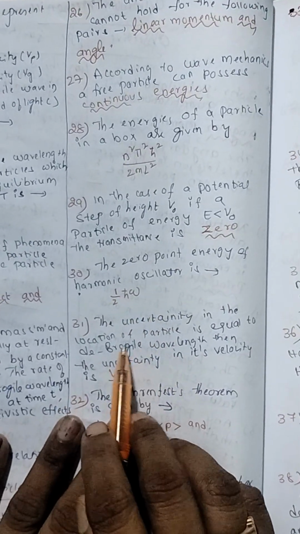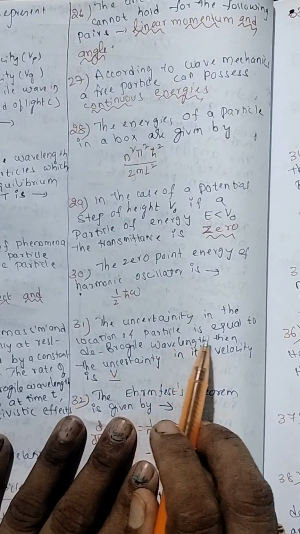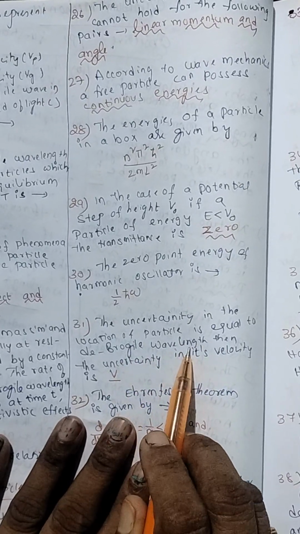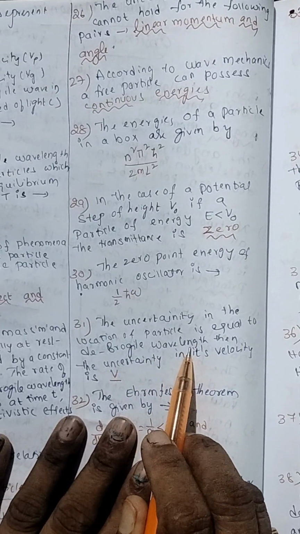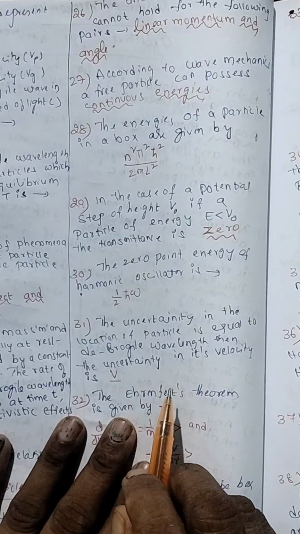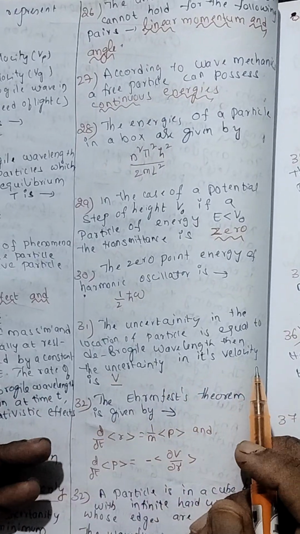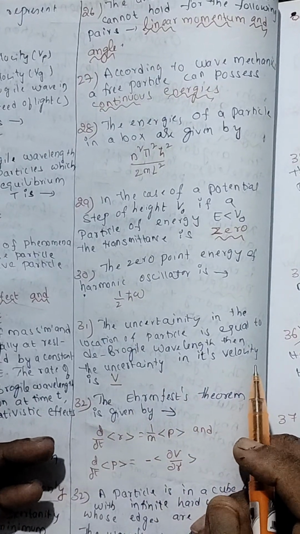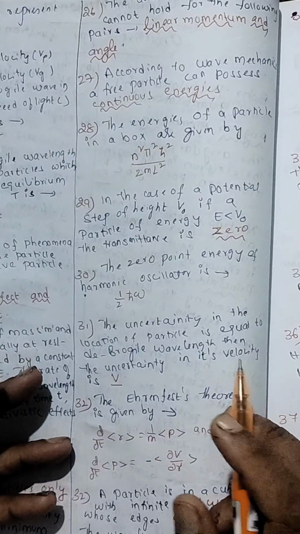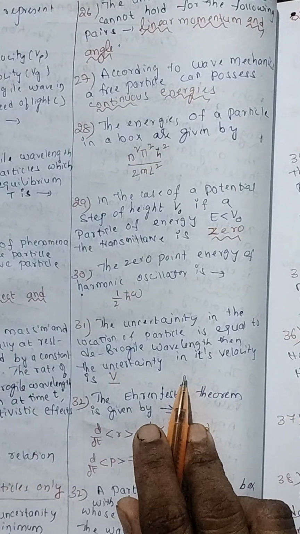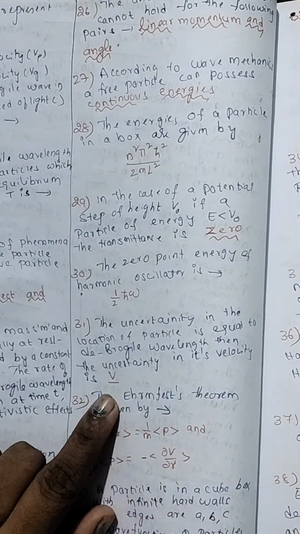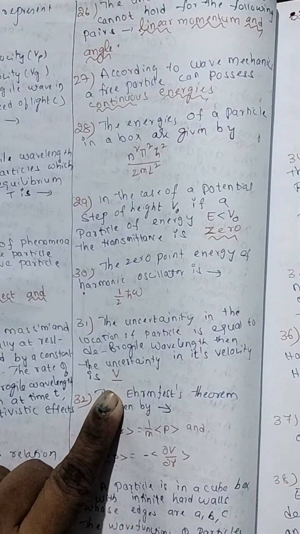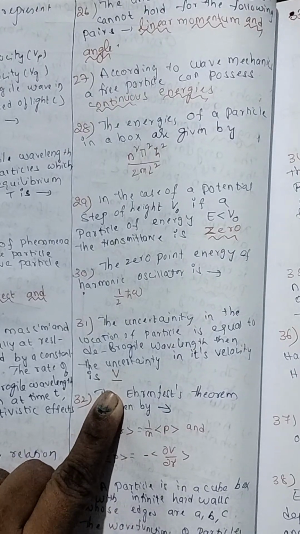The uncertainty in the location of the particle is equal to the de Broglie wavelength. Then the uncertainty in velocity is, as usual, v. Okay, uncertainty in velocity is v, and uncertainty in position is the de Broglie wavelength.